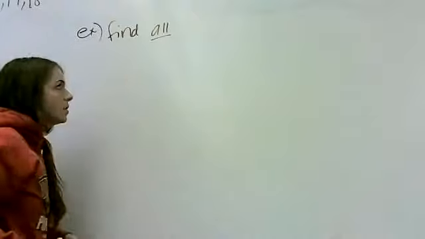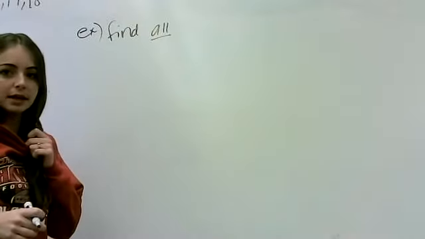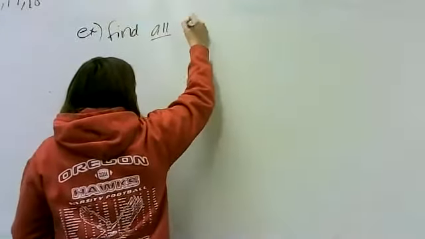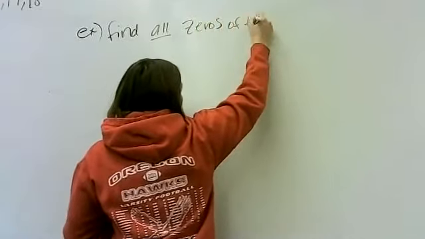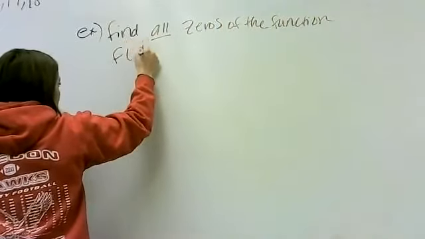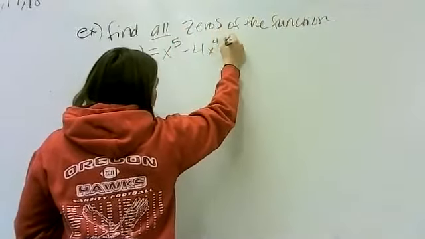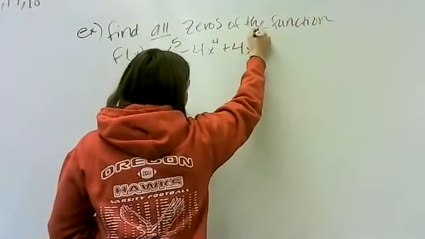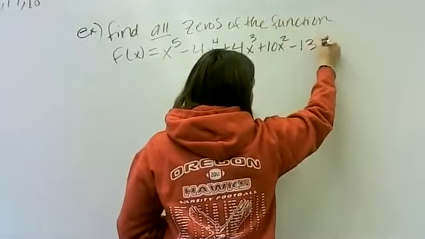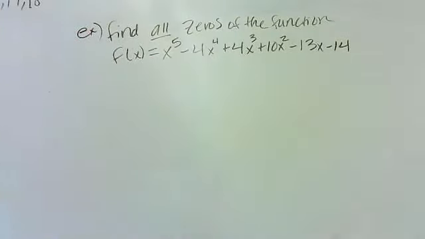Find all zeros. So if you would go back and look at the wording in any of your homework for 2.6, you would see it says find the real zeros of the function. Now we're moving on to find all zeros of the function. And this function is f of x equals x to the 5th minus 4x to the 4th plus 4x cubed plus 10x squared minus 13x minus 14. Okay, so a really, really long function here.